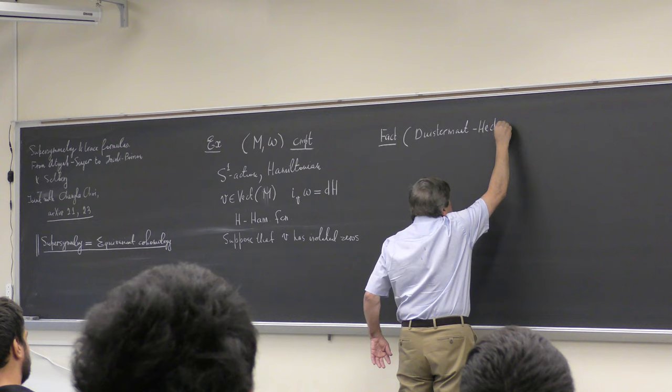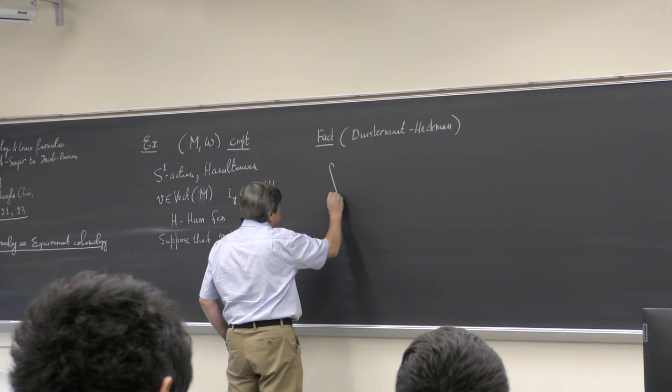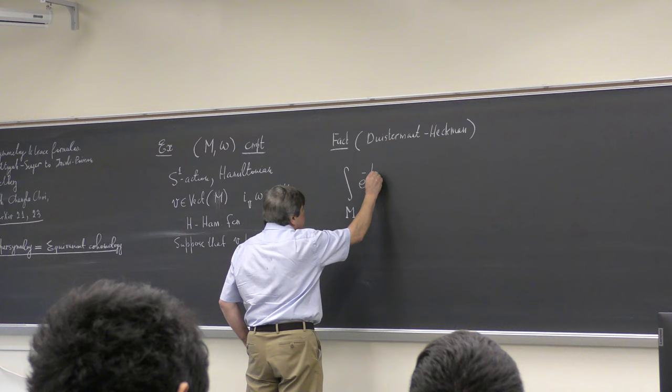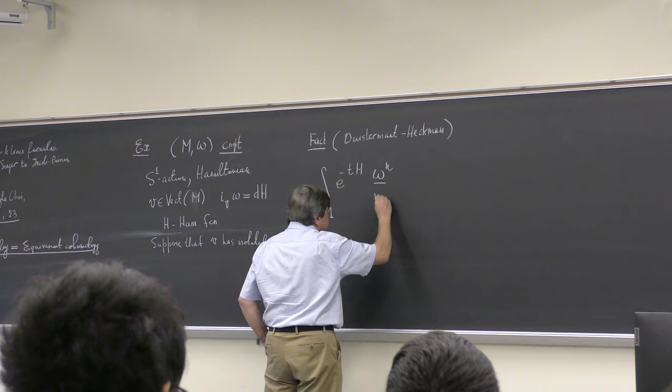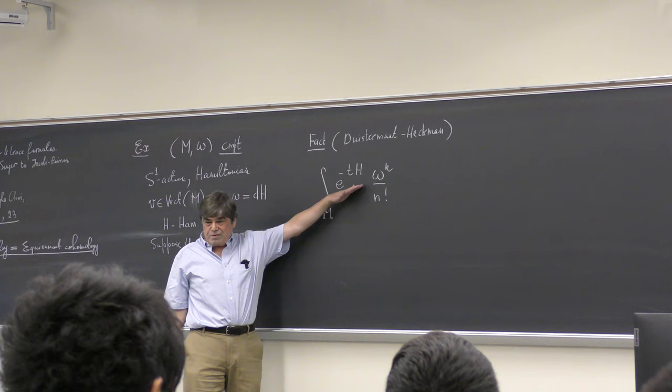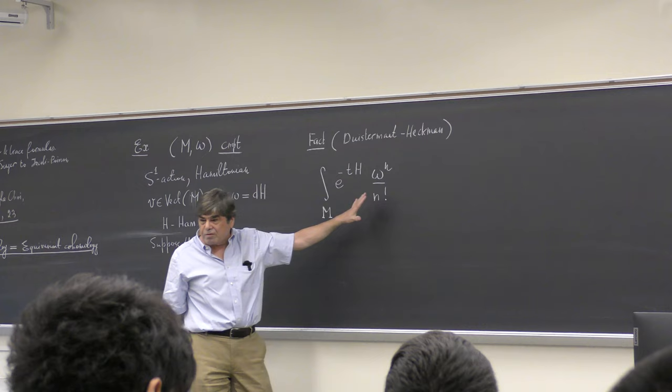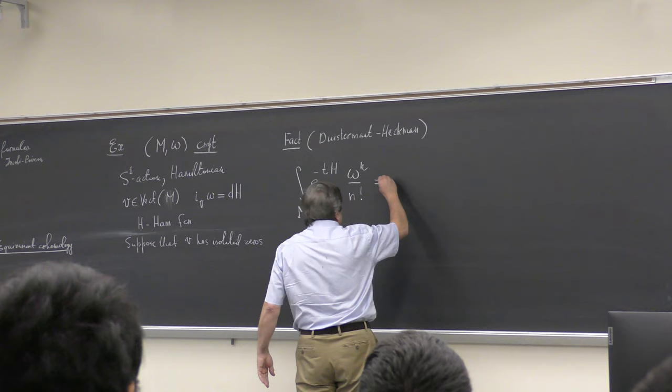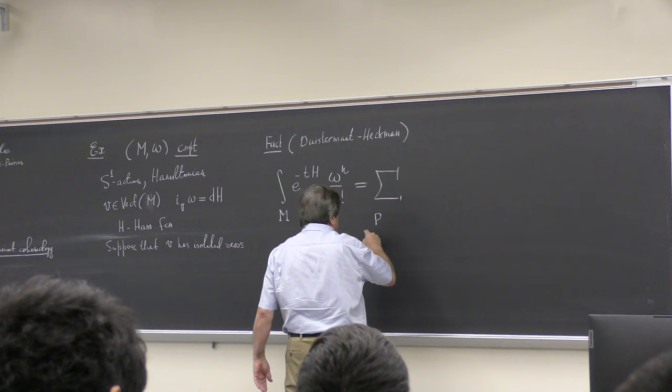Namely, this fact is: consider the following integral of the function e to the negative H, so we have a Hamiltonian function. Consider this function on the manifold and take this volume form. It's called the Liouville volume form, the symplectic volume form. Then this Duistermaat-Heckman theorem says that this integral localizes to the set of fixed points.